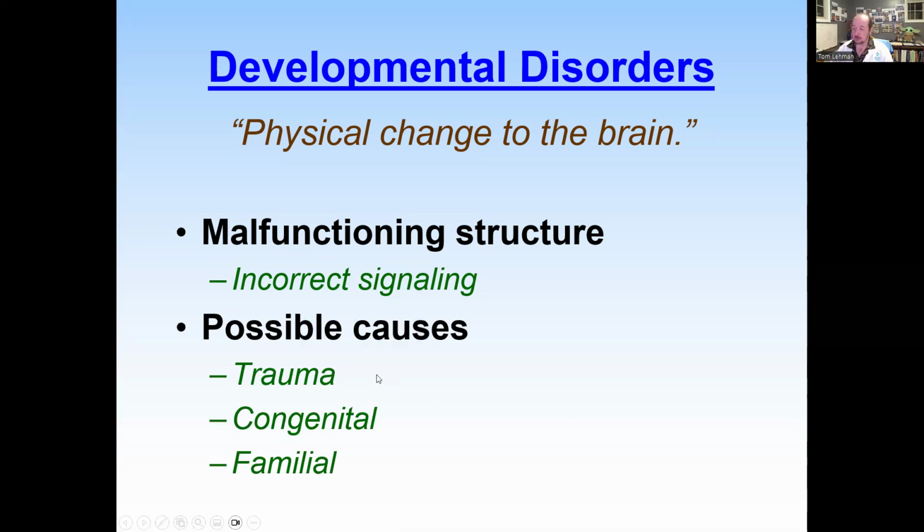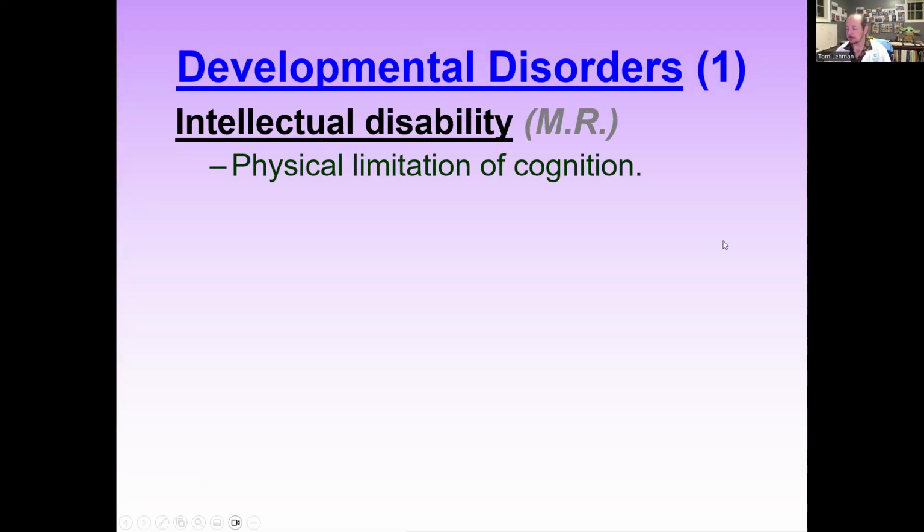It could be a trauma to an individual, congenital, something that happened in the womb. Familial means that it could be something hereditary, or it could be something that was induced by early development. We talk about things like cerebral palsy and shaken baby syndrome; those would be examples. We're going to take a look at some of the most common developmental disorders and give you a snapshot of each one of these to show what we're talking about.